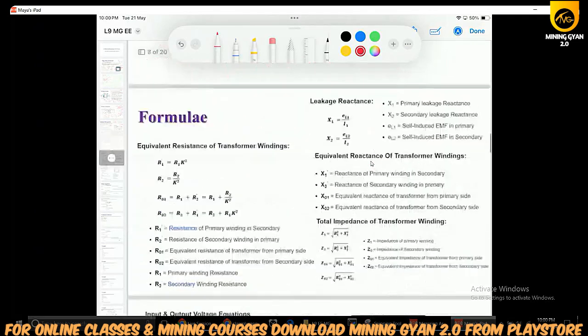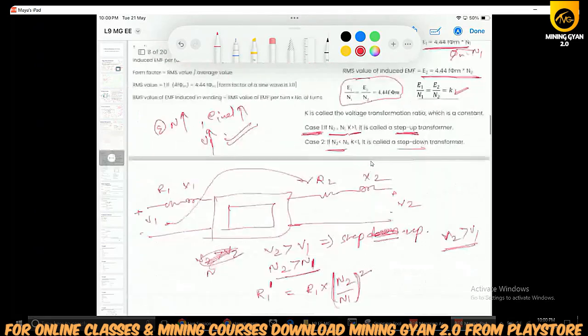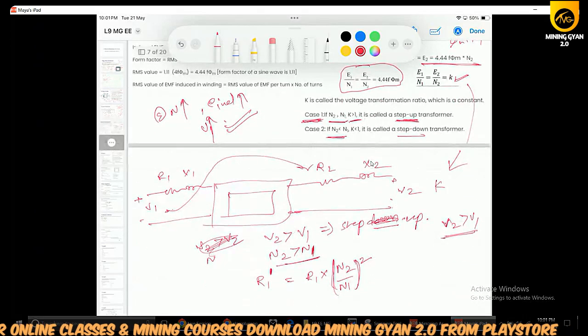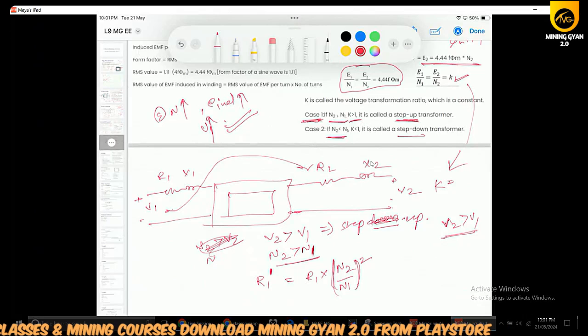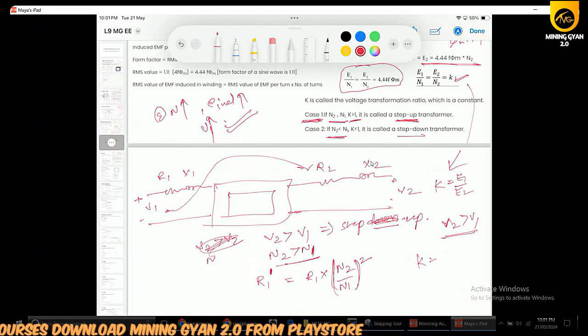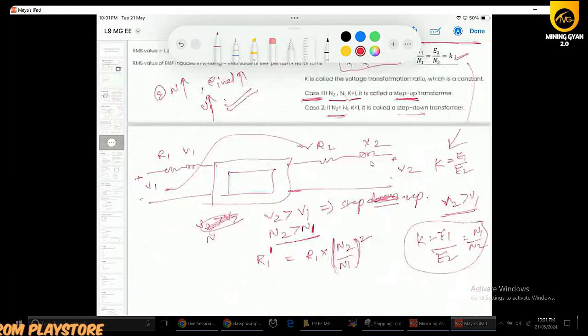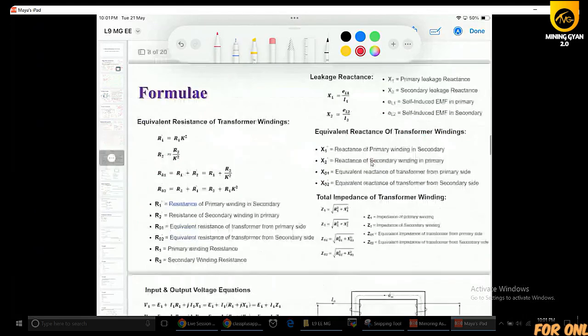Okay, now coming to the formula part. What is the transformation ratio? Transformation ratio will be helpful here, and that is K equals E1 by E2 equals N1 by N2. Okay, that is the ratio that will transform the impedance from this side to that side, or from that side to this side. What are the formulas?